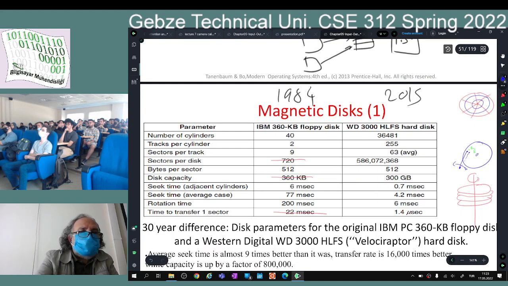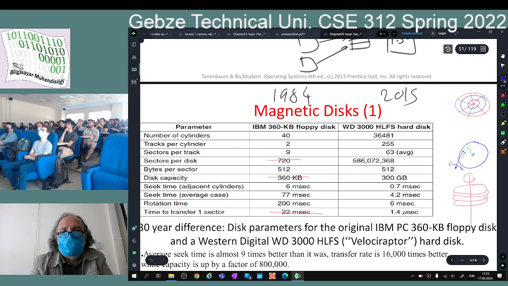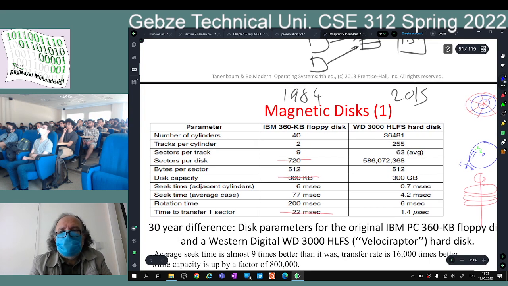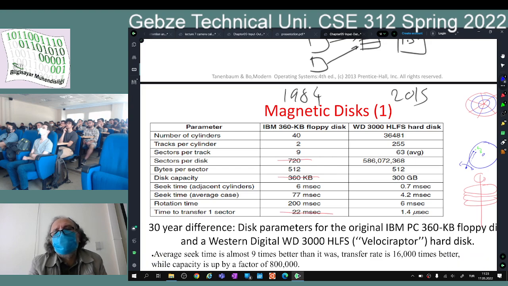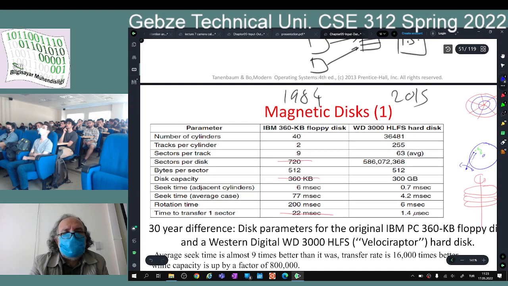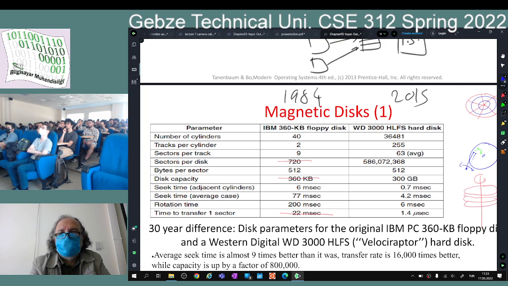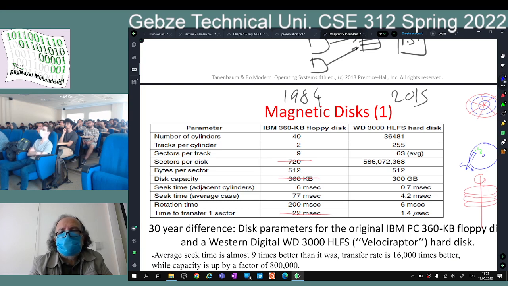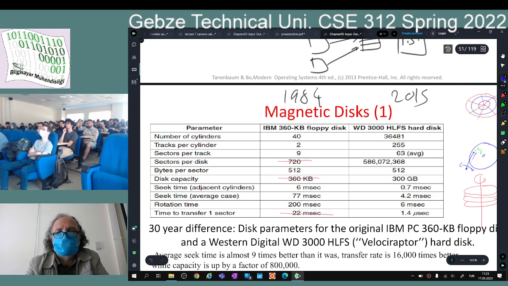And sectors per disk is this. So what do I do with this one? Sectors per disk, 63 on the average, times the number of cylinders and the number of tracks. If you multiply all of these, you will get this number. And bytes per sector is the same.